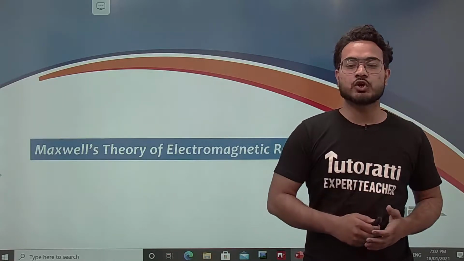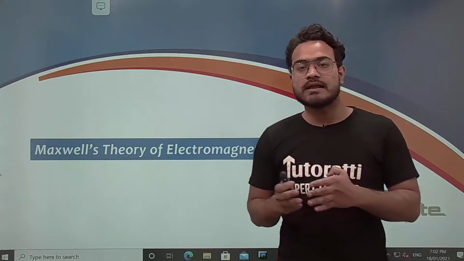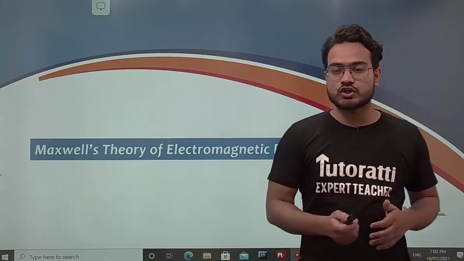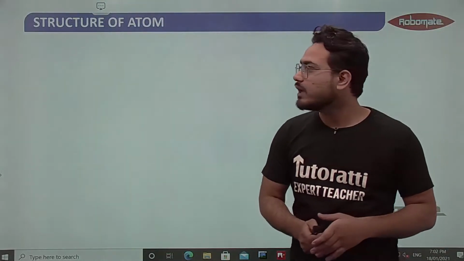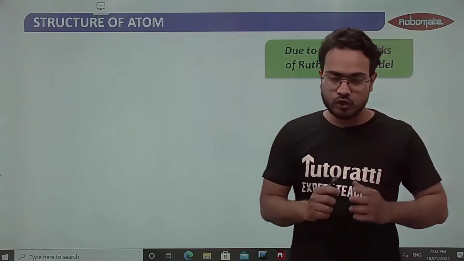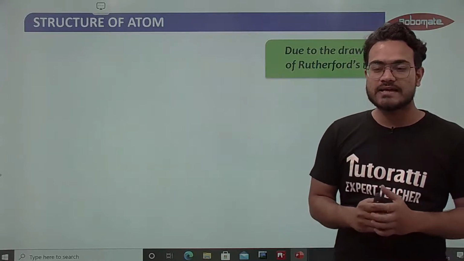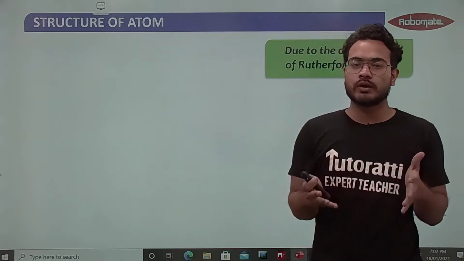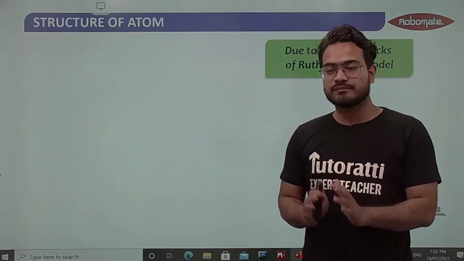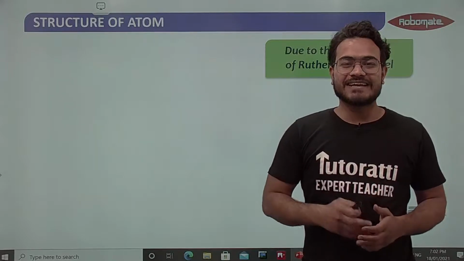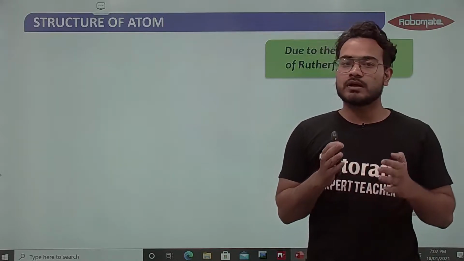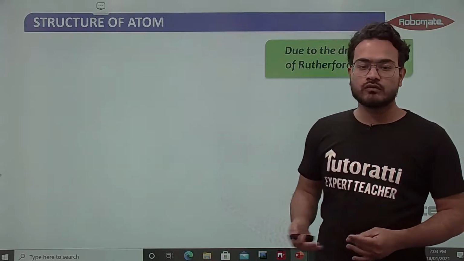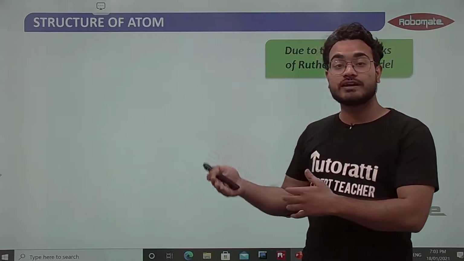It's Maxwell's theory of electromagnetic radiation. Let's rewind a little, recap. Why are we studying Maxwell's theory of electromagnetic radiation? Because in the last session, we got to know that Rutherford's model has some drawbacks. It was not foolproof, but at least we got to know that an atom has a nucleus, and from today onwards we are going to know about the electromagnetic radiation.